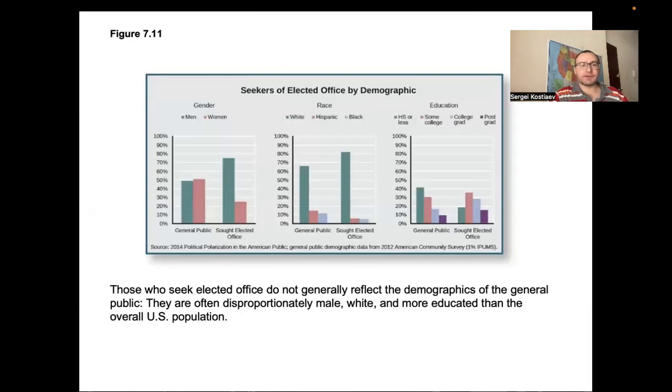Another thing about America: in this country, men are more likely to seek public office than women. It's not universal. For instance, in Scandinavian countries, they have lots of female politicians. In this country, more white people seek electoral office than minorities. And with education, the more educated you are, the more likely you are to seek public office.